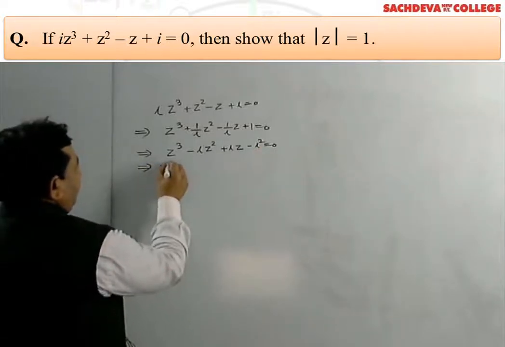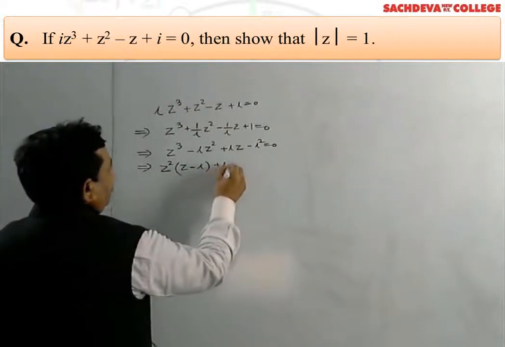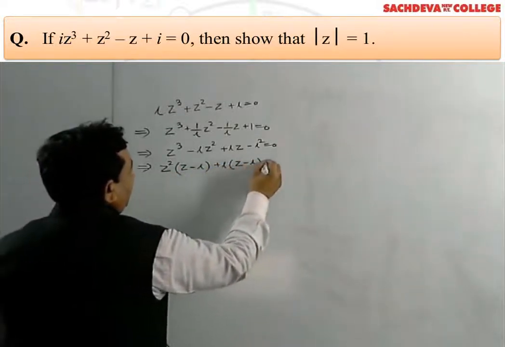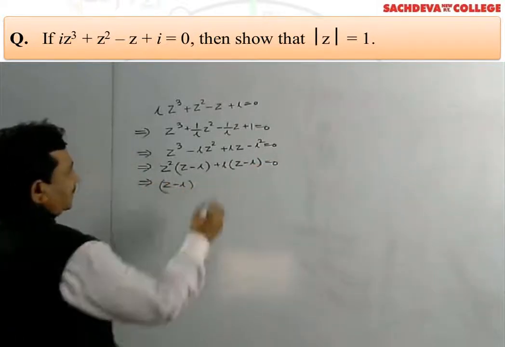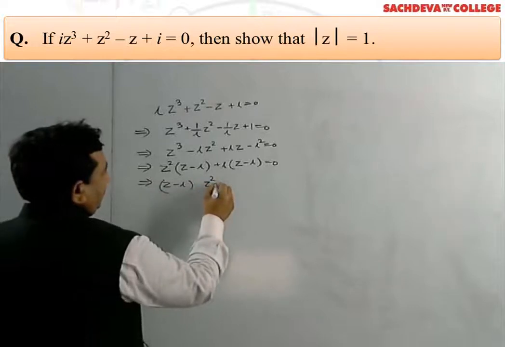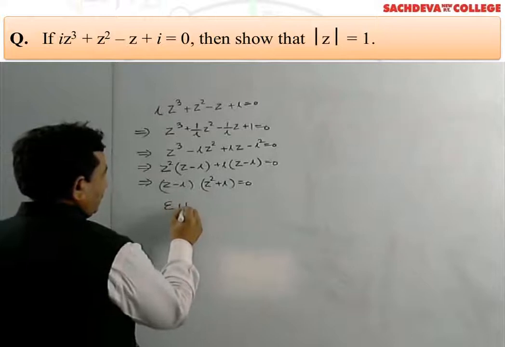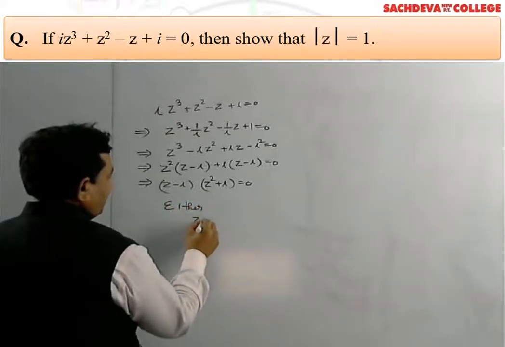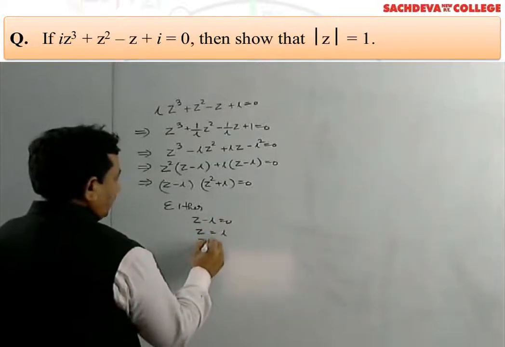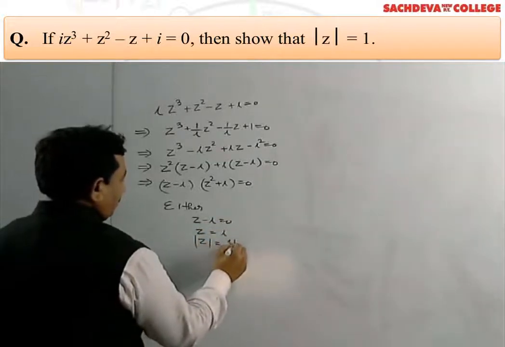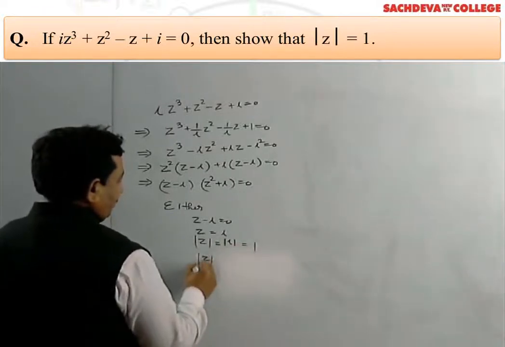Now z square is common here, it means z minus iota. Now plus iota is common here, then you find z minus iota is equal to 0, and z minus iota is again common, then you find z square plus iota is equal to 0. So either z minus iota is equal to 0, so z will be equal to iota, or mod z will be equal to iota mod, and we know that iota mod is 1, it means z mod is equal to 1.